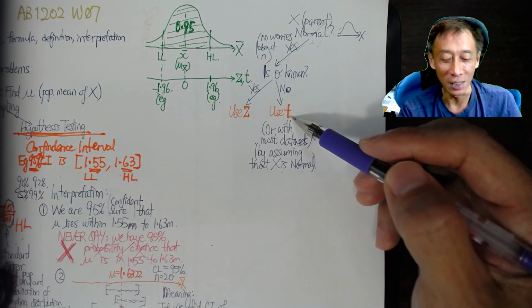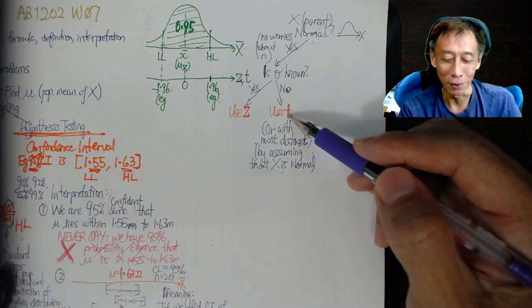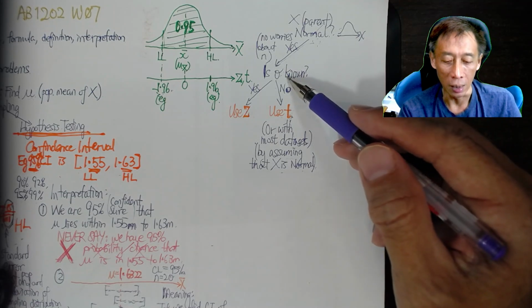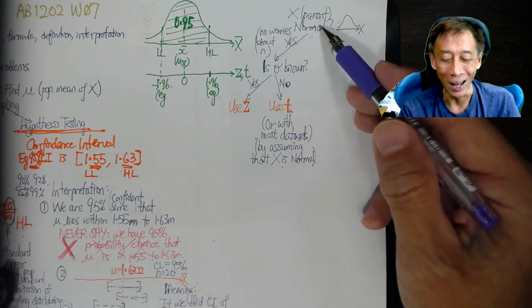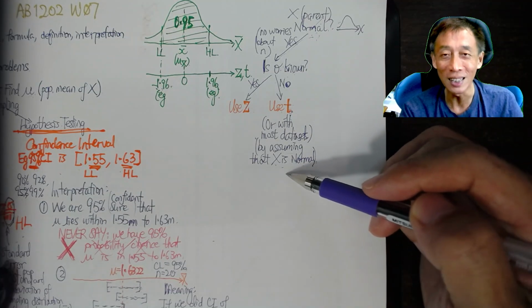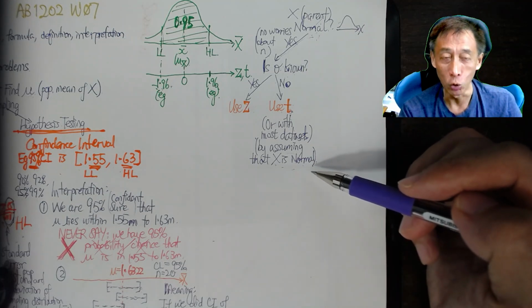Think of T as a spoiled kid. It is a rich family kid. You have to have rich family, rich parents, right? Otherwise, no money to spend. So T can only be used when X is normal, or when you have reasonable grounds to assume that X is normal without being too absurd about it.